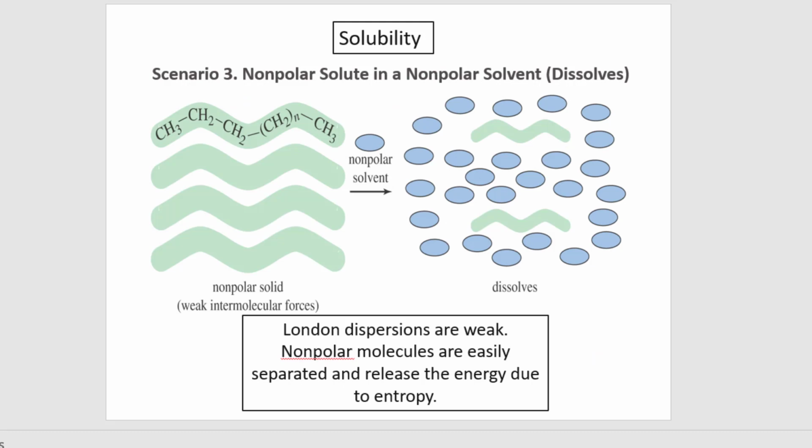How about a nonpolar solid, like a big long chain of fat, right? Some long chain, where the only thing holding it together is London dispersion forces. And then you introduce another nonpolar solvent. Well, nonpolar to nonpolar, they're not discriminatory. They're going to just do London dispersion forces with everybody. And so they'll actually interact and dissolve into one another.